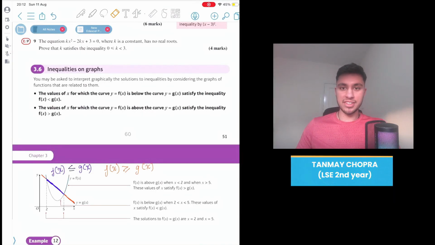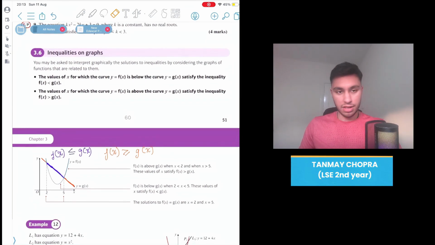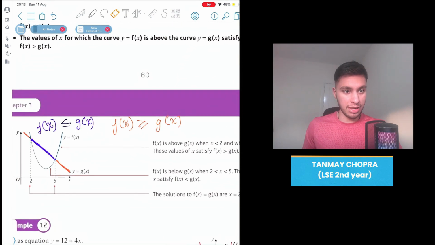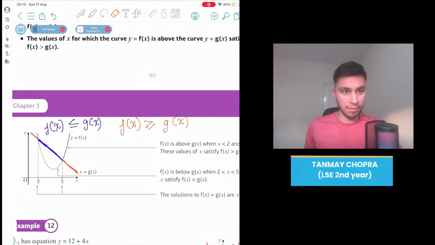Let's look at 3.6, inequalities on graphs. We are interested in finding values where one function achieves a higher or a lower value than another function. In this case, the functions of our interest are f of x and g of x. Now we'll see two graphs. The one in blue is y equals f of x. The one in orange is y equals g of x. Probably you can tell, I have zoomed in.